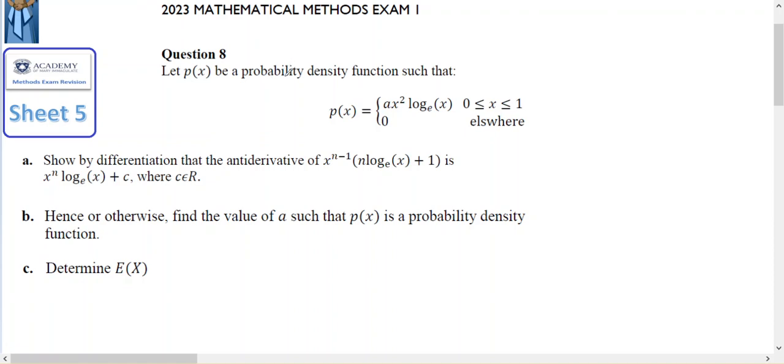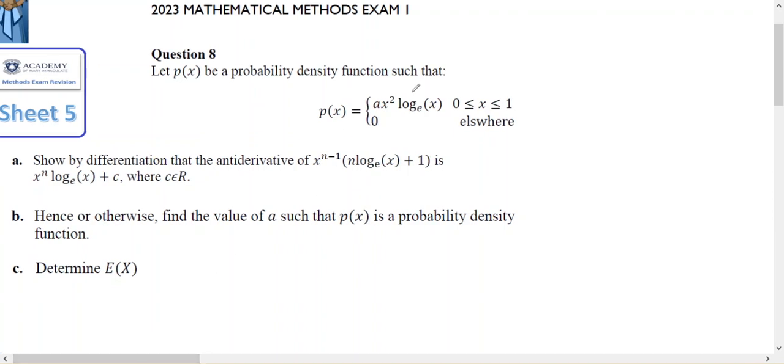Okay, so this is from TSSM, exam 1, 2023, question number 8. It involves some general rules that look pretty awful, but integration by recognition. And it comes from a probability question.